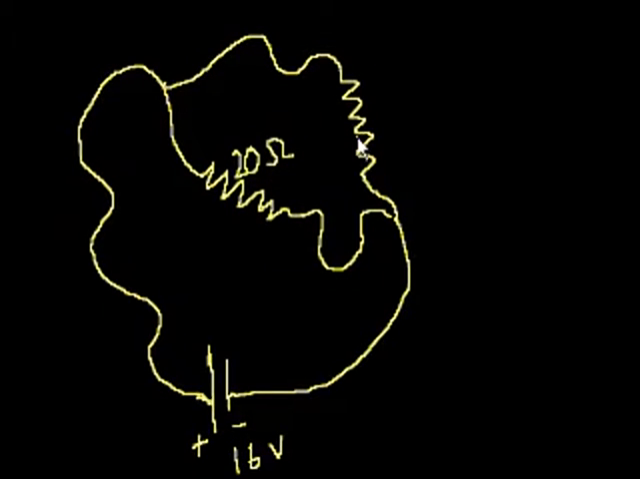20 ohms. And let's say that this resistance is 5 ohms. What I want to know is, what is the current through the system? First we'll have to figure out what the equivalent resistance is, and then we could just use Ohm's law to figure out the current in the system. So we want to know what the current is. And we know that the convention is that current flows from the positive terminal to the negative terminal.